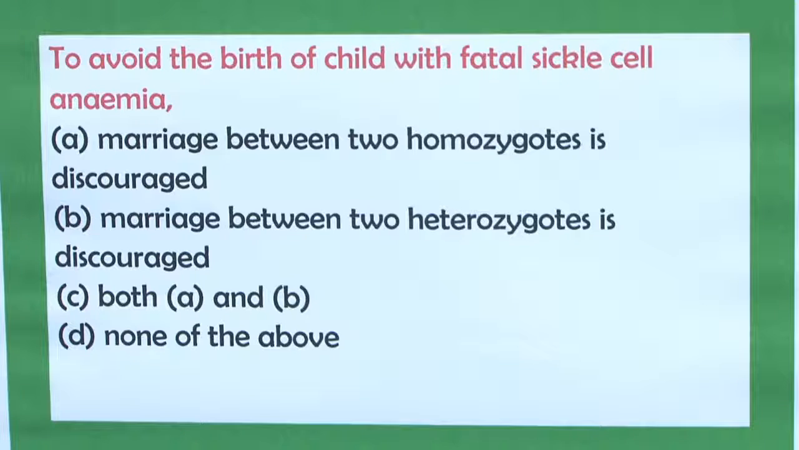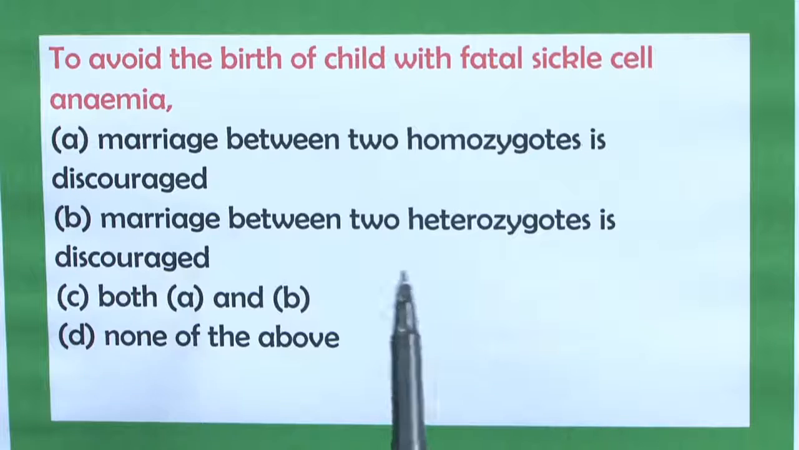Dear students, before we go to the test question, let us understand this concept. The question is like this: to avoid the birth of a child with fatal sickle cell anemia, option A, marriage between two homozygotes is discouraged, option B, marriage between two heterozygotes is discouraged. Option C, both A and B, and option D, none of the above.